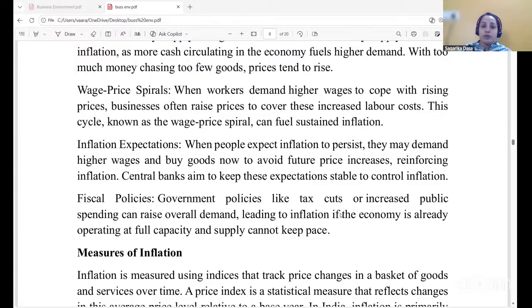Fiscal policies. Government policies like tax cuts or increased public spending can raise overall demand, leading to inflation in the economy. Say, for example, the tax rates. Recently, the GST rates have been reduced from 18% to 5% on some of the goods, right? As the tax rate is reduced, people started purchasing more of these goods. That leads to an increase in the inflation prices. So, any change in the policy will definitely have an impact on the inflation rate. So, these are some of the reasons or causes which lead to inflation in the country.